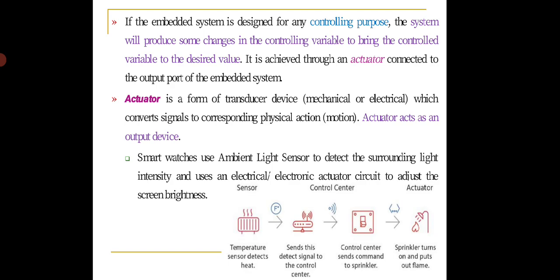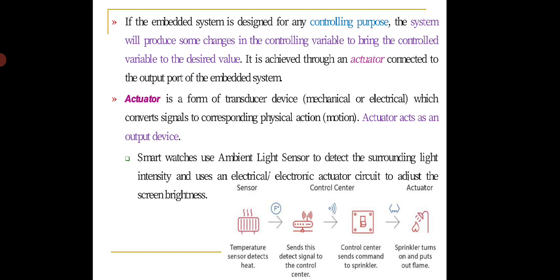If the embedded system is designed for a controlling purpose, the system will produce some changes. The controlling variable brings the controlled variable to the desired value. It is achieved through an actuator connected to the output port of the embedded system. An actuator is a device, mechanical or electrical, which converts signals to corresponding physical motion. An actuator acts as an output device.